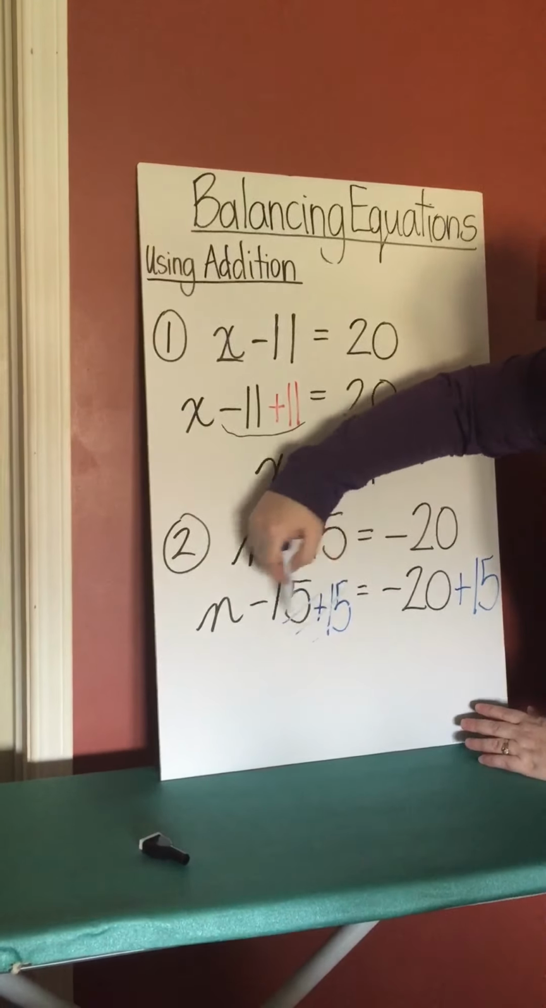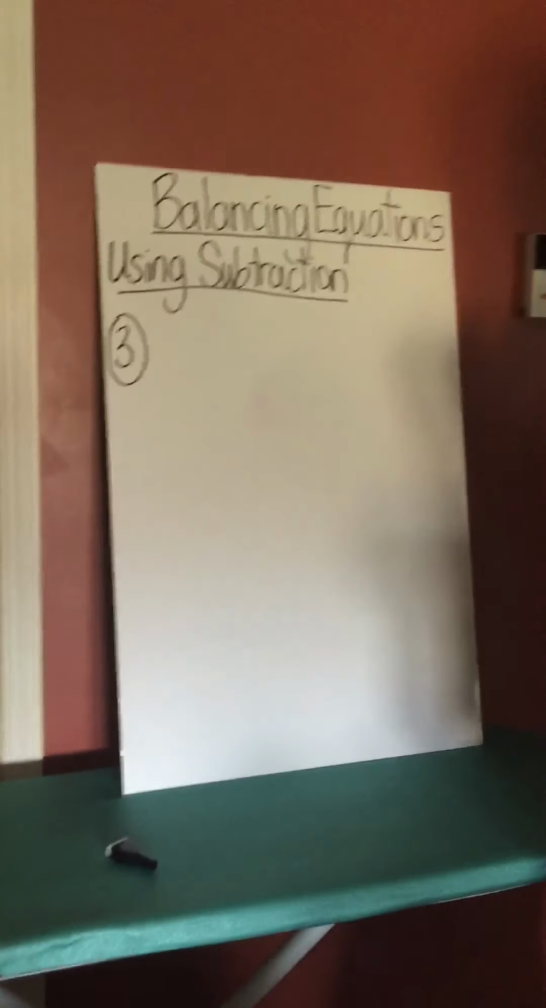Okay, so that's the first two examples. I'm just going to quickly erase this and do two examples of balancing equations, and this time we're going to use subtraction, which means we're going to need to take something away from our equations. So here's example number 3.